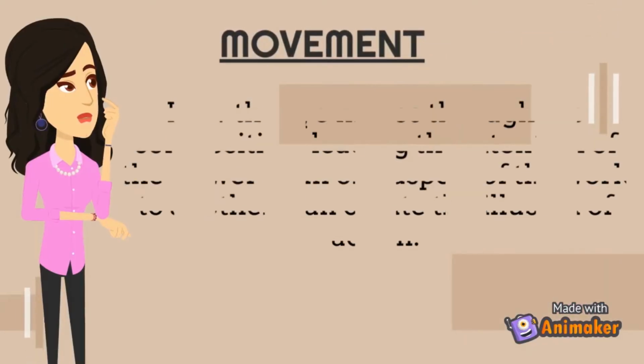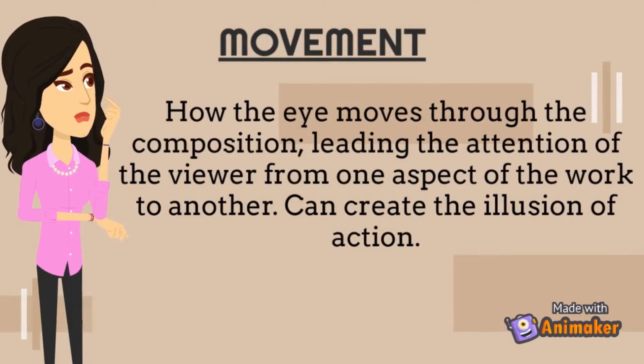Next is movement. How the eye moves through the composition, leading the attention of the viewer from one aspect of the work to another, can create the illusion of action.